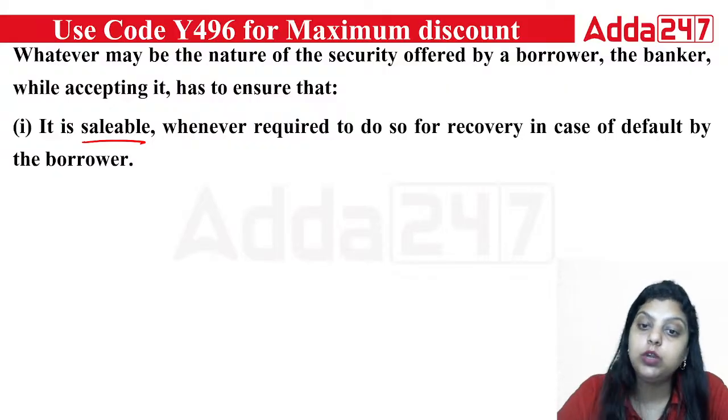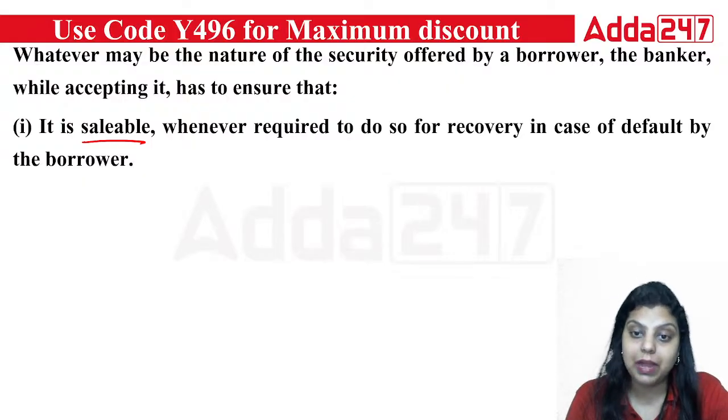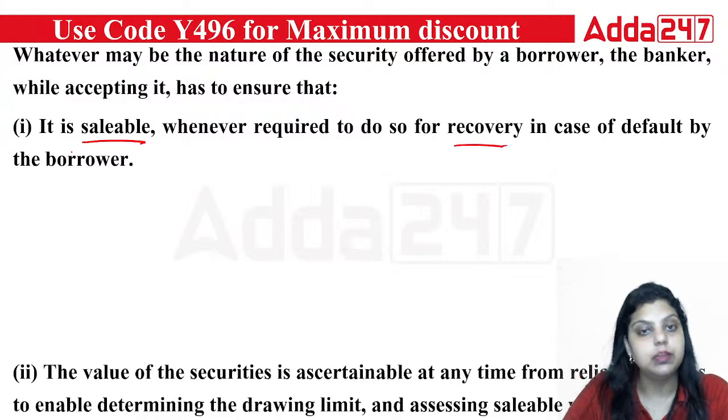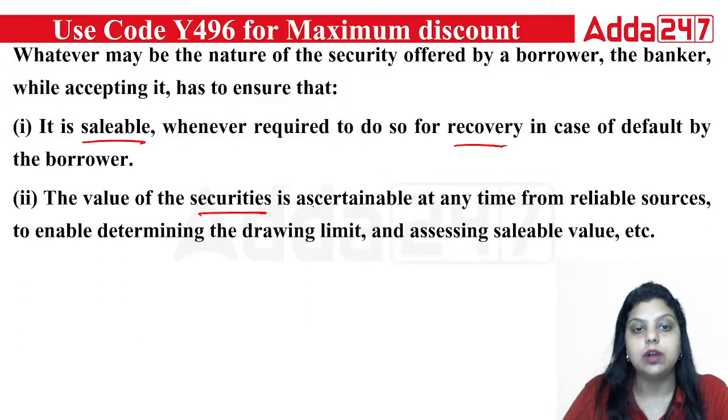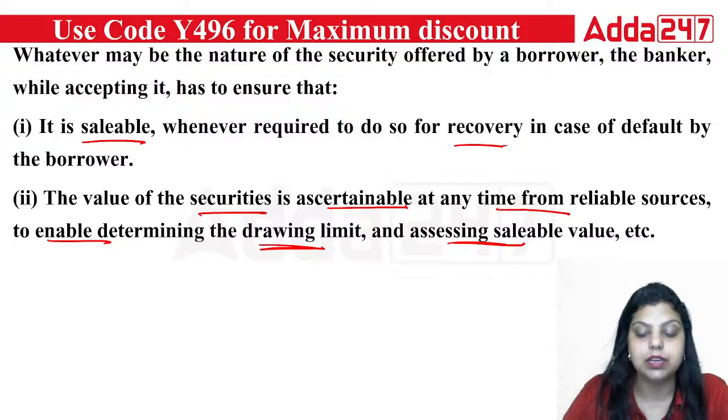If the customer does not repay the money in the future, we should sell that property and recover our money. So that has to be assured by the bank before taking that security, whenever required to do so for recovery in case of default by the borrower. Now the value of the securities is ascertainable at any time from reliable sources to enable determining the drawing limit and assessing the saleable value of the asset. That has to be taken care of.